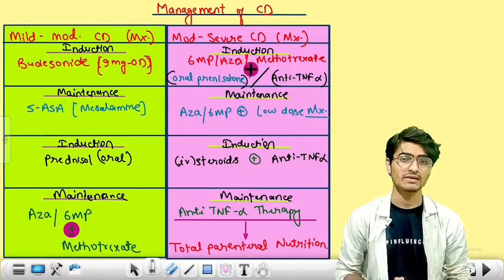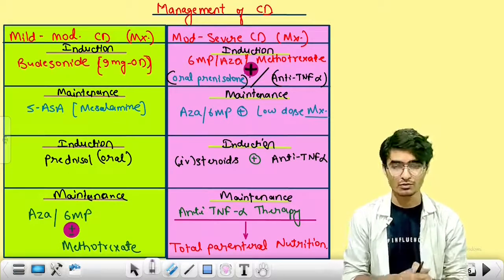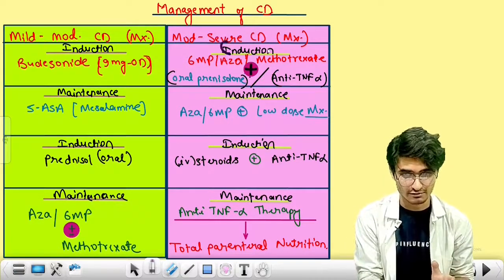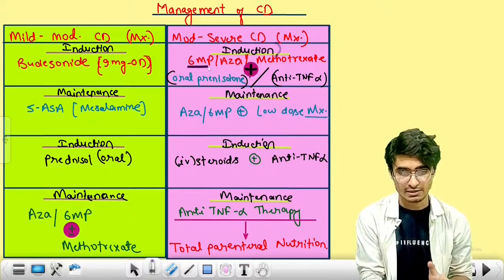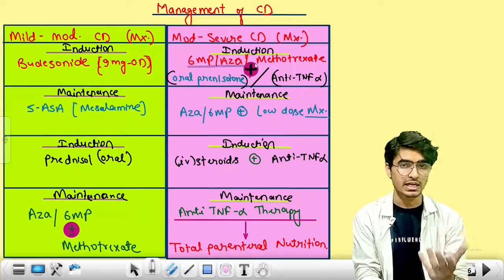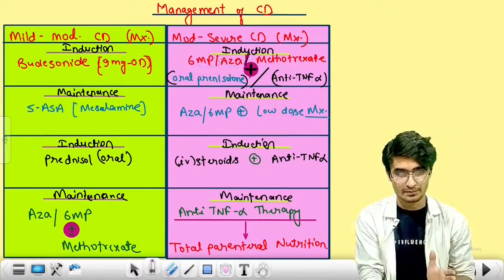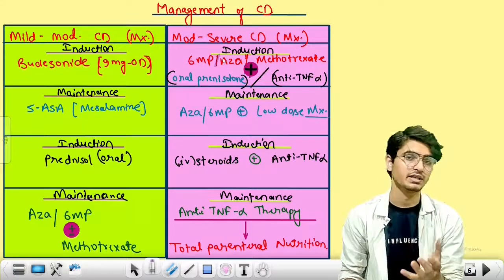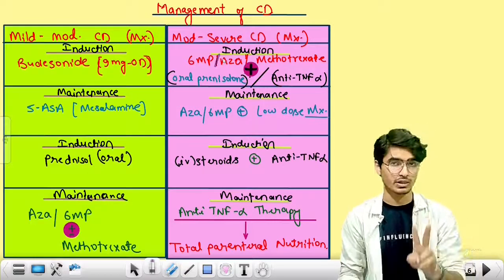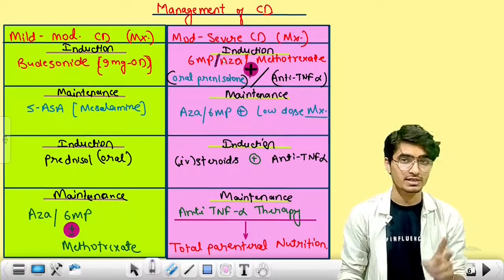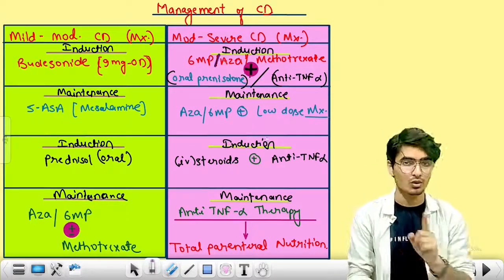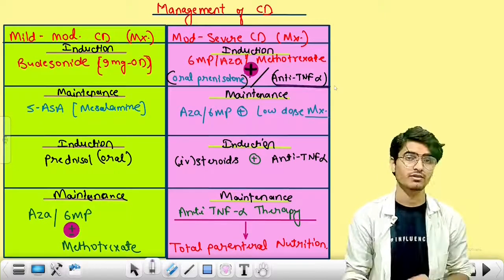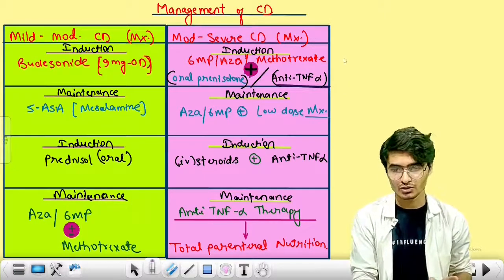And if the patient is having moderate to severe CD, then we need to provide the induction therapy to the active case, that is the 6-mercaptopurine or the azathioprine or the methotrexate plus the oral steroids or the anti-TNF alpha therapy. So we need to provide two drugs. Number one is the immunomodulators and second is the steroid slash anti-TNF alpha therapy. Right. So we need to provide two drugs here.